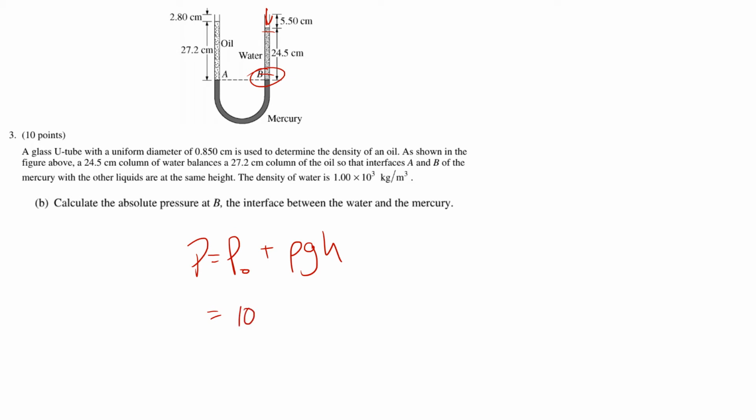You should know that atmospheric pressure is about 101,300 pascals, plus water has 1,000 times 9.8 times h, which is 0.245. Multiply and add, and you can get 103.7 kilopascals. You could have written 103,700 pascals, whatever, it's all the same. Okay, so that's all you have to do for that one.